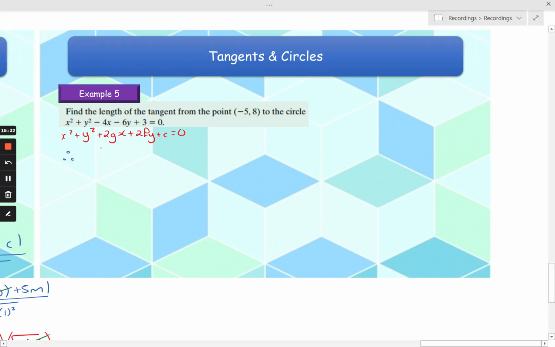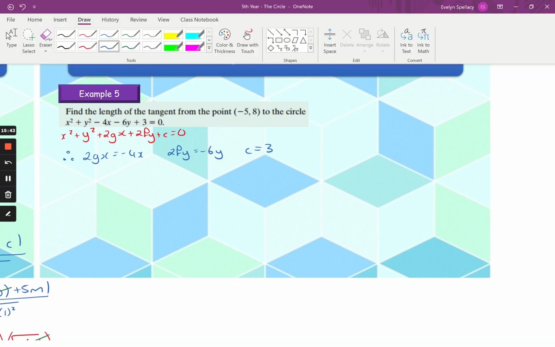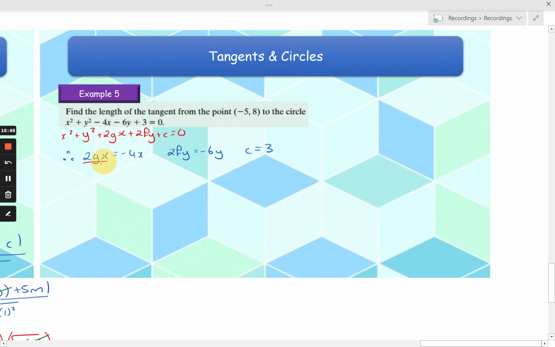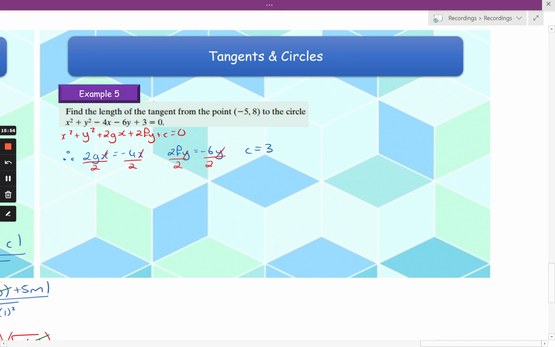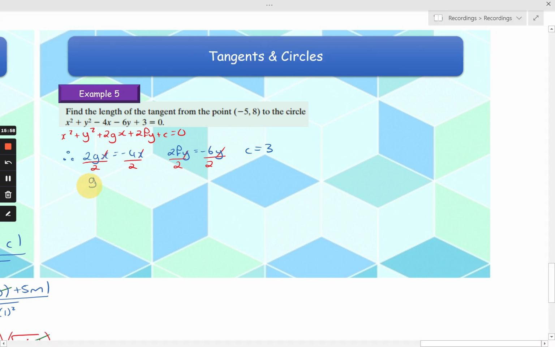So I can say therefore 2gx is equal to minus 4x, 2fy is equal to minus 6y, and c is equal to 3. Which means I'm going to divide everything, my x's cancel on both sides and I'm going to divide both sides by 2. My y's cancel on both sides and I'm going to divide both sides by 2. So I get g is equal to minus 2. And I get f is equal to minus 3 and c is equal to 3.